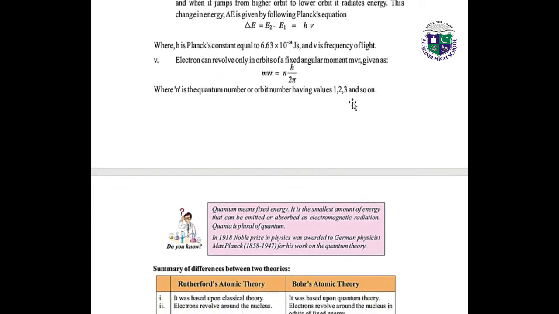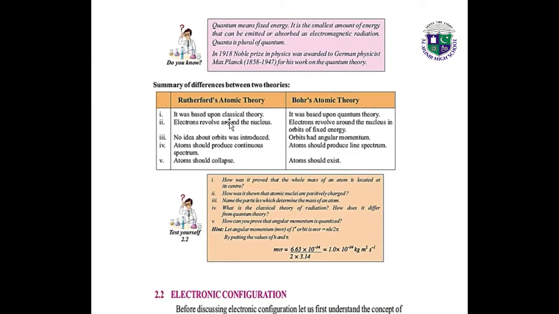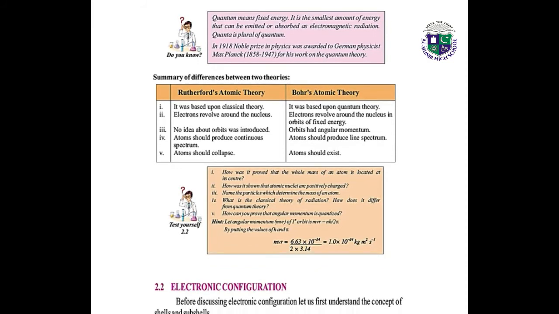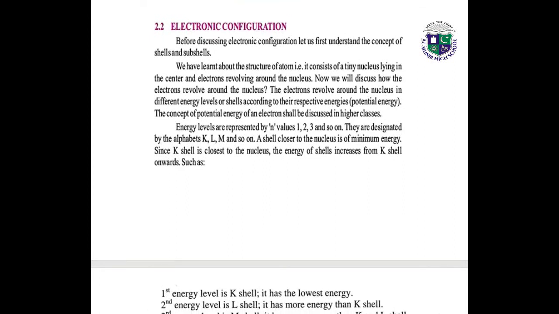So here we have the formula. An electron can revolve only in orbits of fixed angular momentum. mvr shows the angular momentum, which is nh over 2 pi. Here we have the summary of the differences between Rutherford and Bohr's atomic models, the same as we have studied above. Next, our topic is electronic configuration.